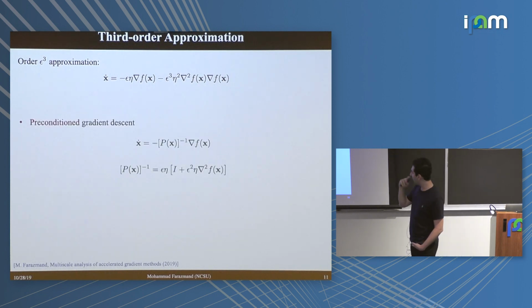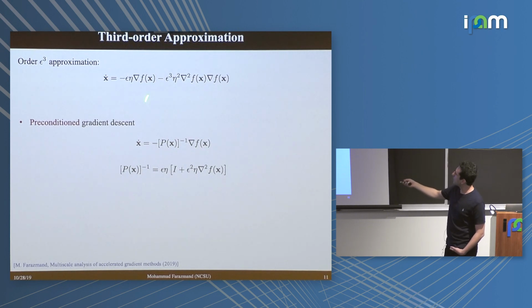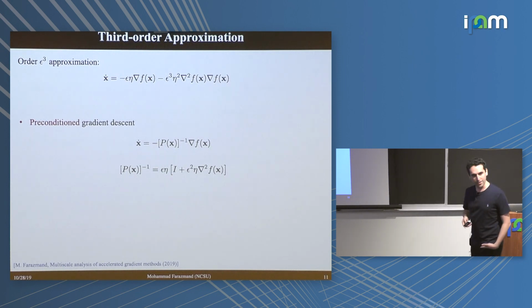One other comment about this third order approximation is that if you rearrange the terms a little bit, you can write it as x dot equal to P inverse times the gradient, where P inverse is given by this function, which is identity plus a term that involves the Hessian of f. And this is basically a preconditioned gradient descent. So for the first order of approximation, the flow on the slow manifold is gradient descent. To the higher order of approximation, it becomes a preconditioned gradient descent.